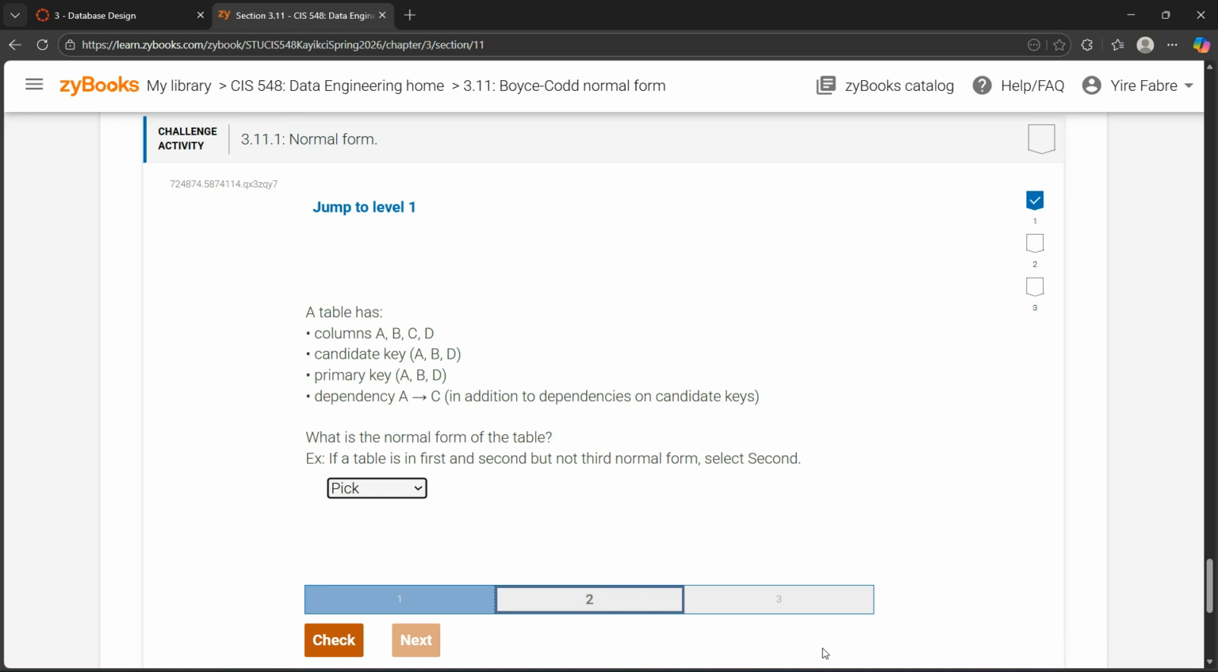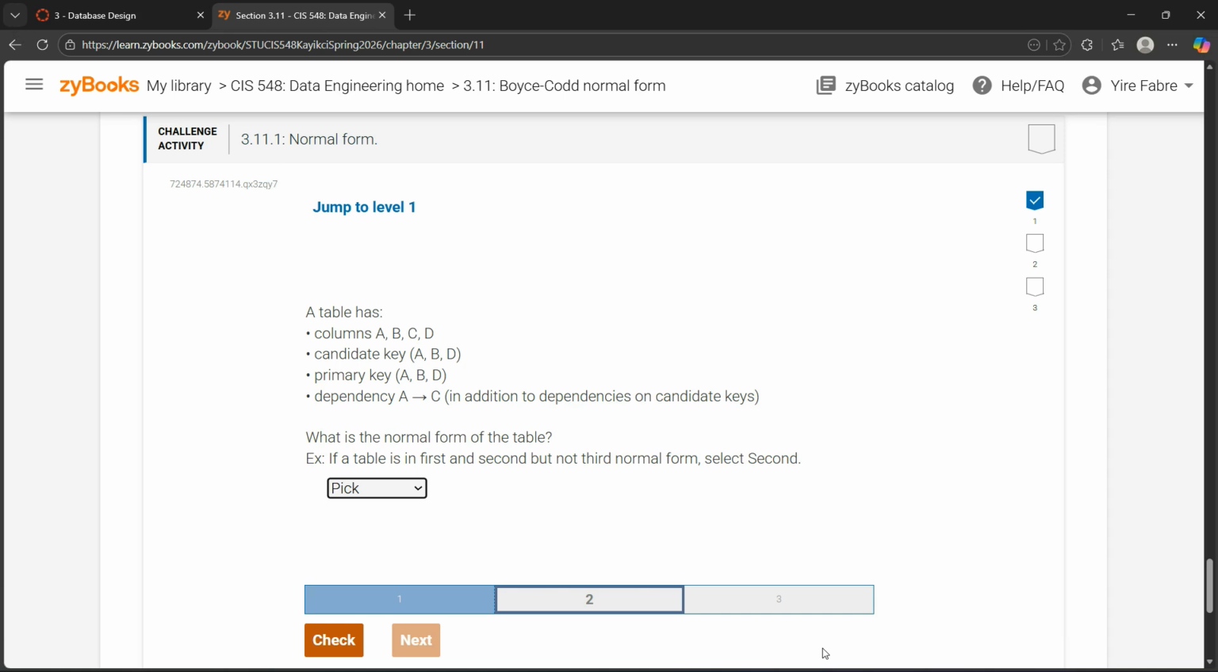So what we are seeing here is that we have columns. The columns are A, B, C, D. The candidate key is A, B, D. The primary key is A, B, D. The dependency is A to C.